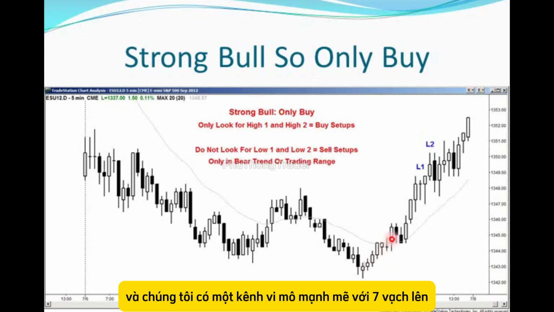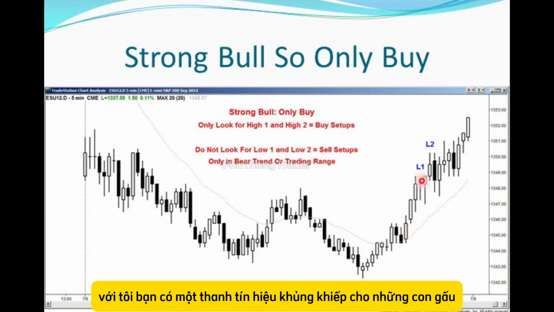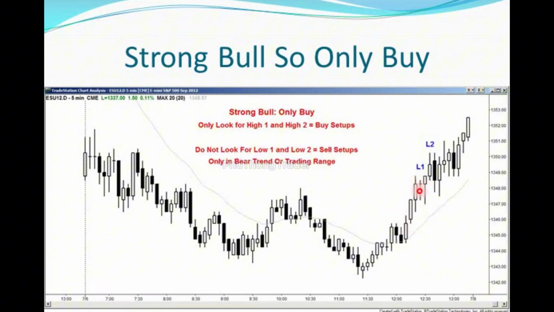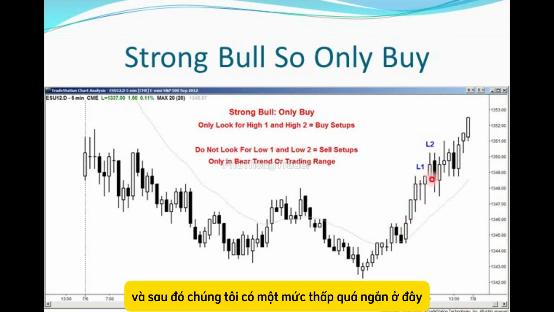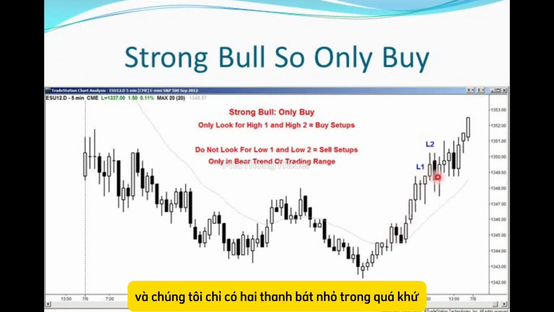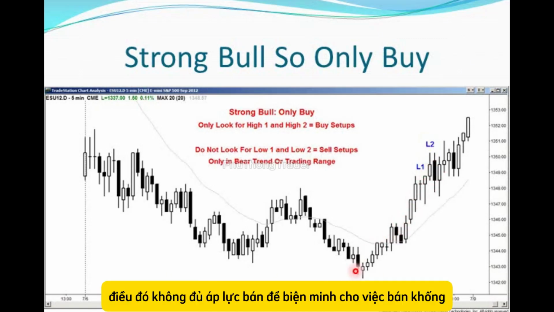And we have a strong bull microchannel with 7 bars up, and then a breakout with 3 very strong bull bars. To me, you have a terrible signal bar for the bears, especially given the strength of these 3 bull bars. So probably buyers below. And then we have a low 2 short here, but again after a bull bar, and we've only had 2 small bull bars in the past 10 or 15 bars. That's not enough selling pressure to justify a short, especially when you have a bull bar for your signal bar for the short.